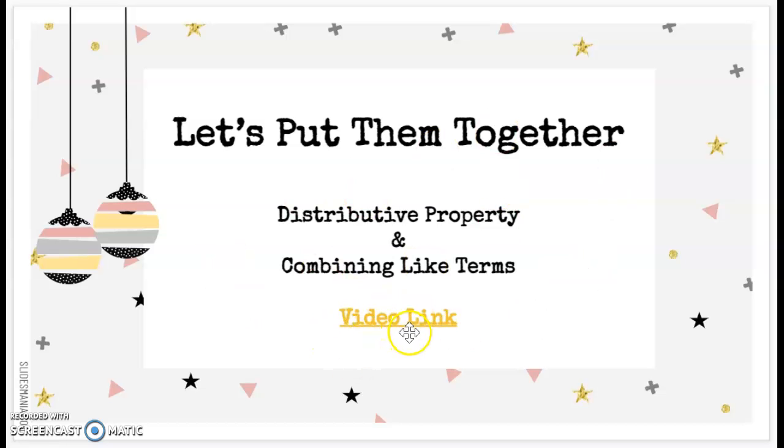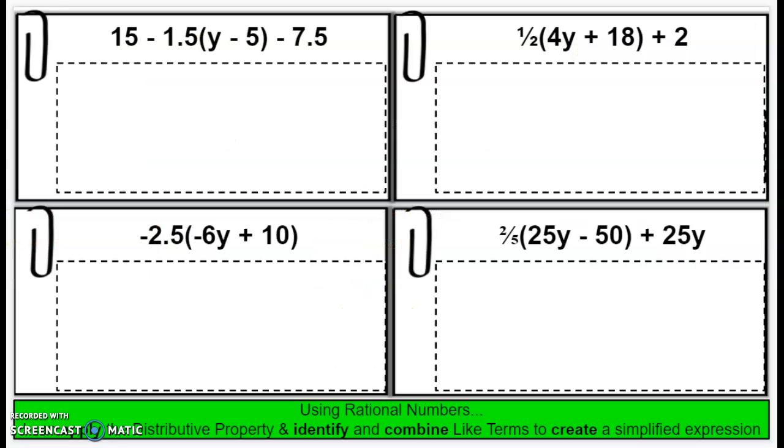Again, you click this video link here in order to understand distributive property and combining like terms, and how we're putting it together. This is the screen that we're going to be working on, and we're going to be walking through these problems together. The first one is 15 minus 1.5. We're going to distribute that into y minus 5, and then we're going to bring down this constant or this term right here, which is negative or minus 7.5.